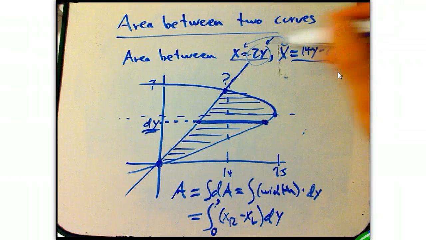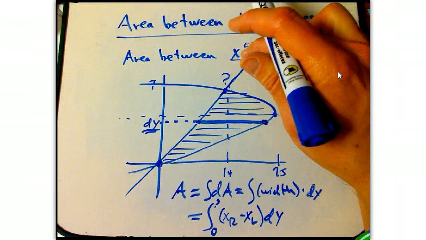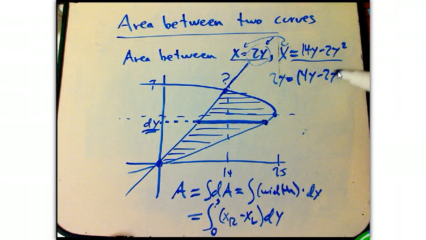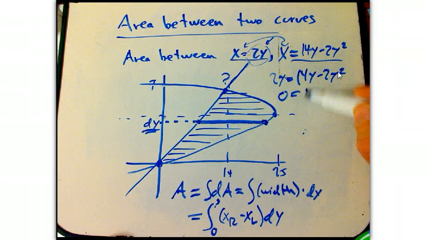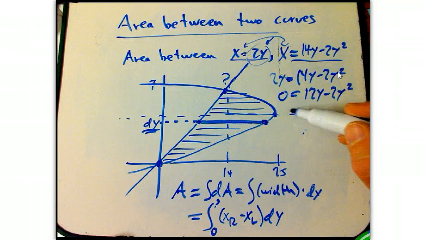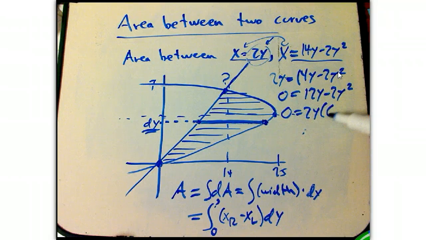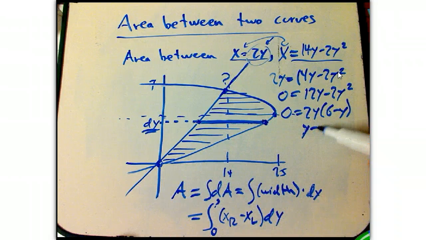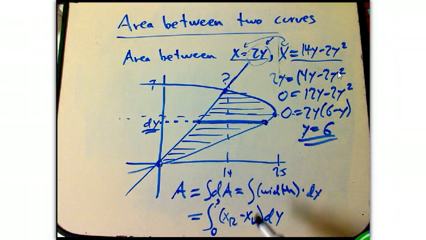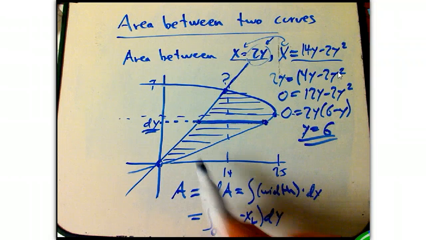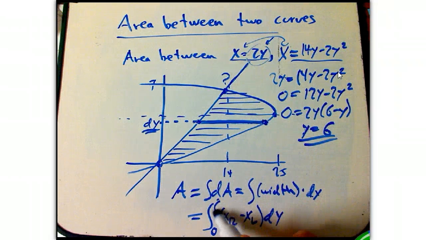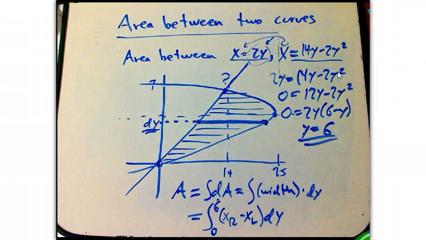We just set these equal because x equals x, and that's x equals 2y. So we get 2y is 14y minus 2y squared, or 0 is 12y minus 2y squared. Factor out the 2y again, and we get 6 minus y. Aha, well, y equals 0. That's the one we already knew about, and then y equals 6. So that tells us the biggest value of y, as we slice it up into these strips with different values of y, that stops at y equals 6.